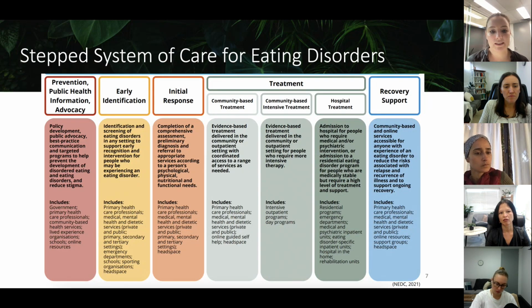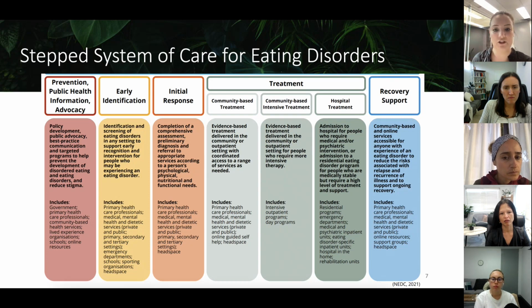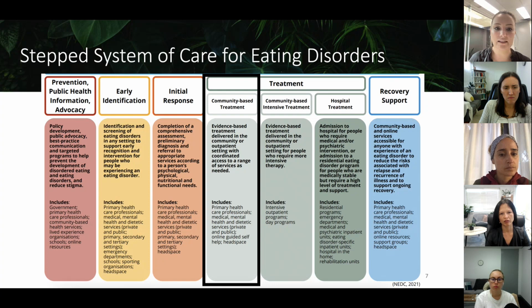This is just a little tool that's been developed by the NEDC that looks at what prevention, early intervention, active treatment, and then recovery and relapse prevention entails. Obviously, where we're most positioned and where CBT-E fits is in this first phase of treatment, which is the community-based treatment, in which it's recommended that evidence-based treatments are delivered in the community in an outpatient setting.